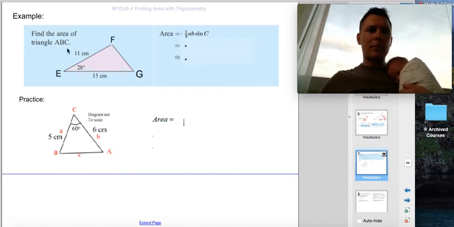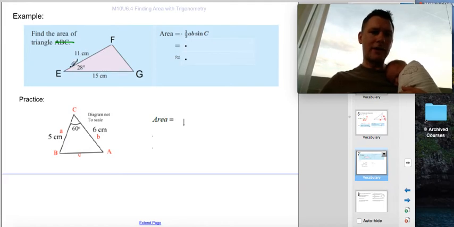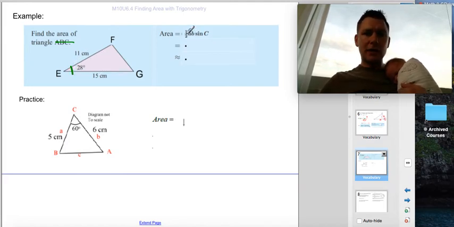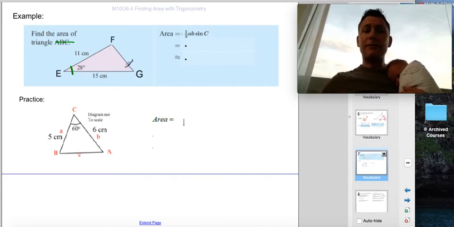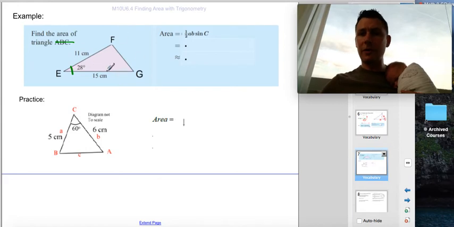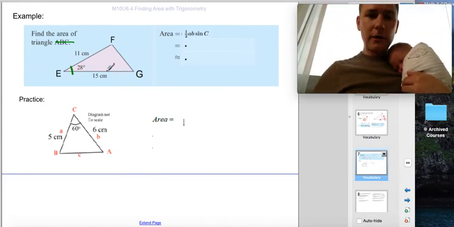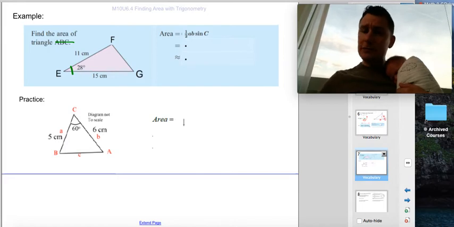Okay, so here's an example. We want to find the area of the triangle. This should be EFG, not ABC. Well, I've got a side, another side, and the angle in between, which means I can use 1/2 AB sine C. If not, maybe you have to find those pieces, right? Maybe you have to find this angle, but they've given us all the pieces.